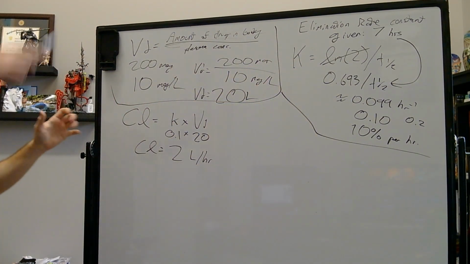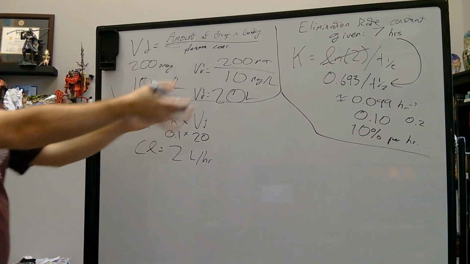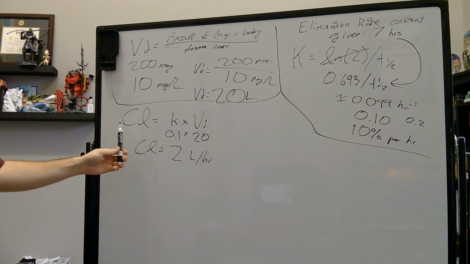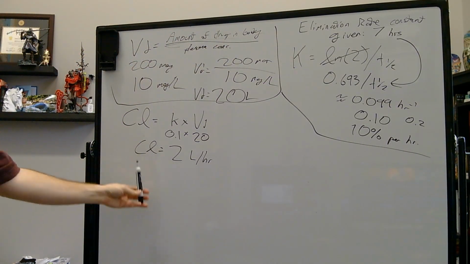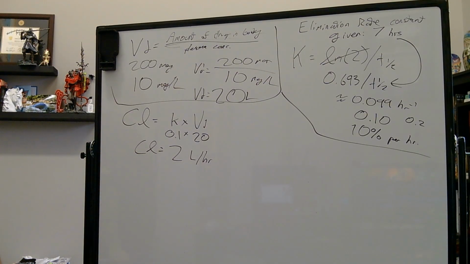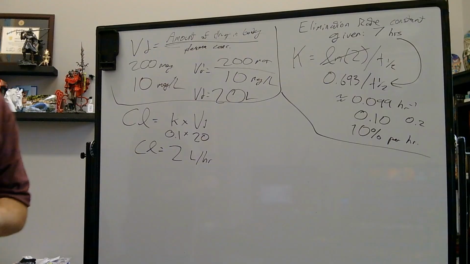per hour. Then we're able to bring them together, our volume of distribution and our elimination rate constant, plugging into the formula here, and we're able to see now that the clearance of the drug is 2 liters per hour. That is, 2 liters of plasma is cleared of drug every hour. So pretty quick.